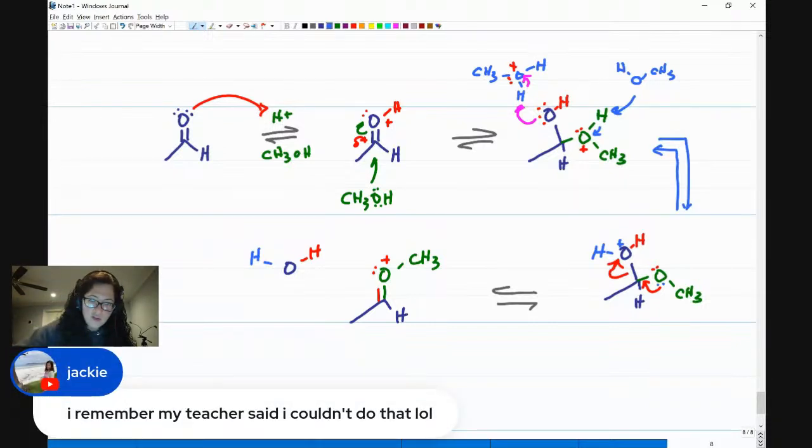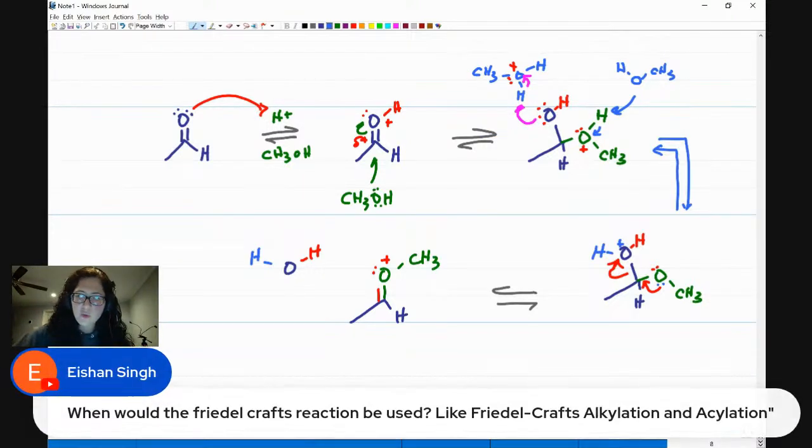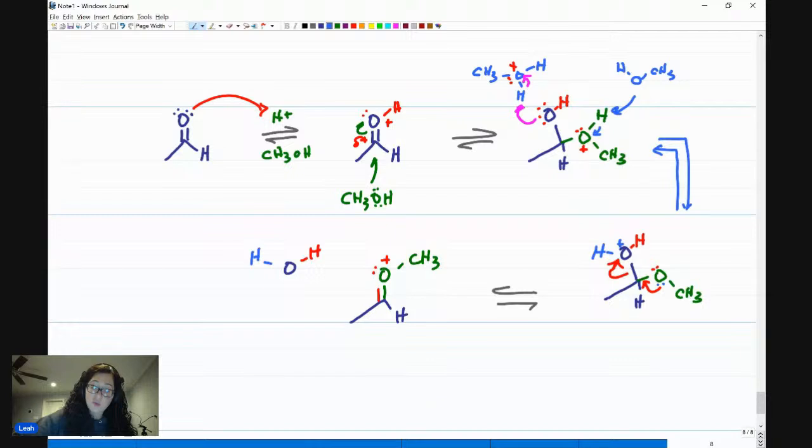I remember my teacher said I couldn't do that. So if your professor said not to do the internal transfer, then show this, and maybe show it in 2 steps. I showed it in 1, but you should show it in 2. One with the Friedel-Crafts reaction. If you're adding to the aromatic ring, so not related to this, but if you want to put more substituents in your aromatic ring, that's when you would use it.